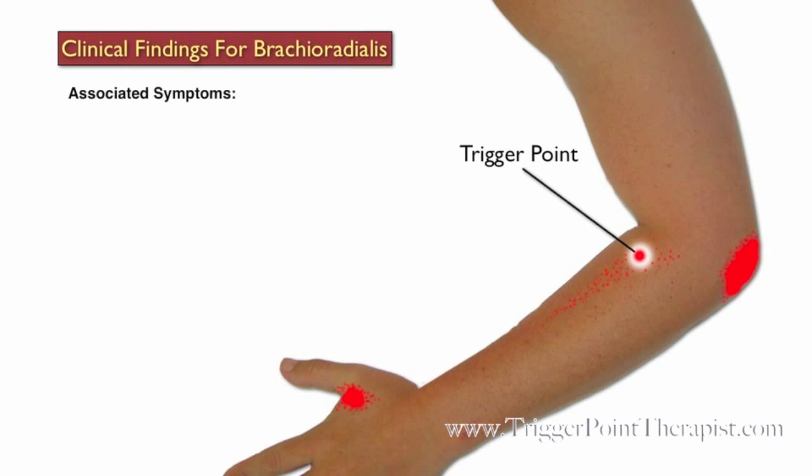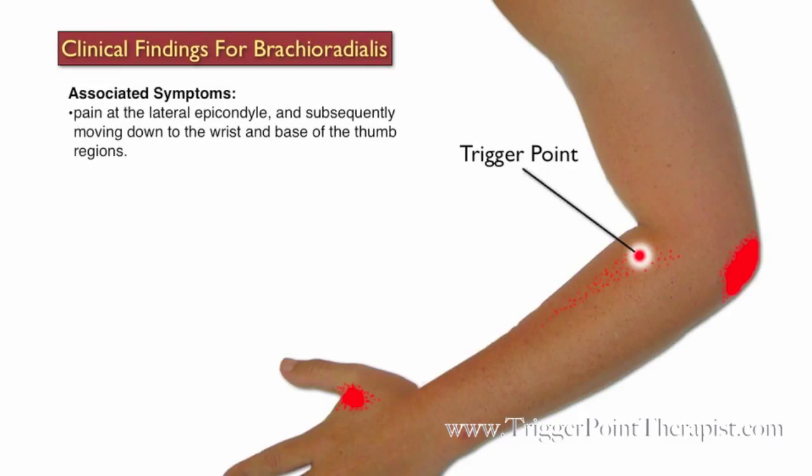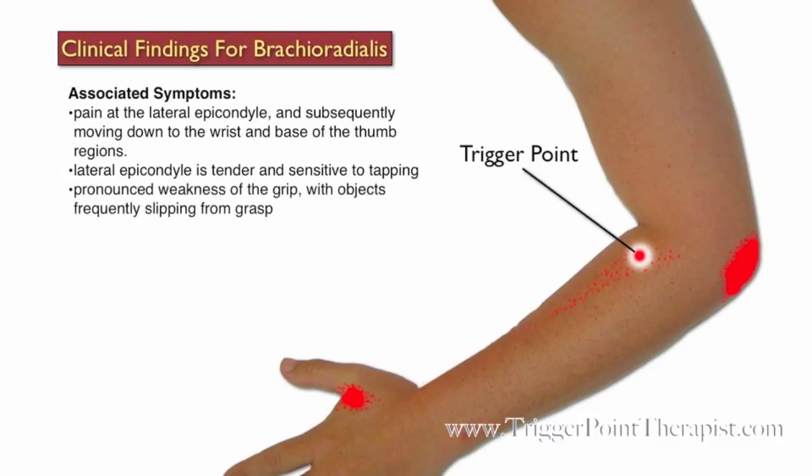Here are the clinical findings for brachioradialis trigger points. Clients complain of pain that starts at the lateral epicondyle and moves down to the wrist and to the base of the thumb. The therapist can confirm the presence of an active trigger point in the brachioradialis by tapping on the lateral epicondyle and eliciting pain and tenderness. Your client may also complain of pronounced weakness of the grip, with objects frequently slipping out of their grasp.